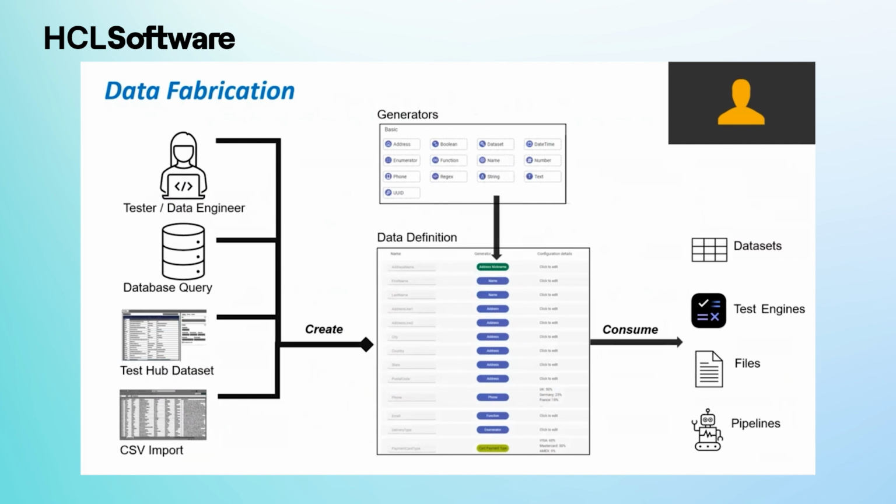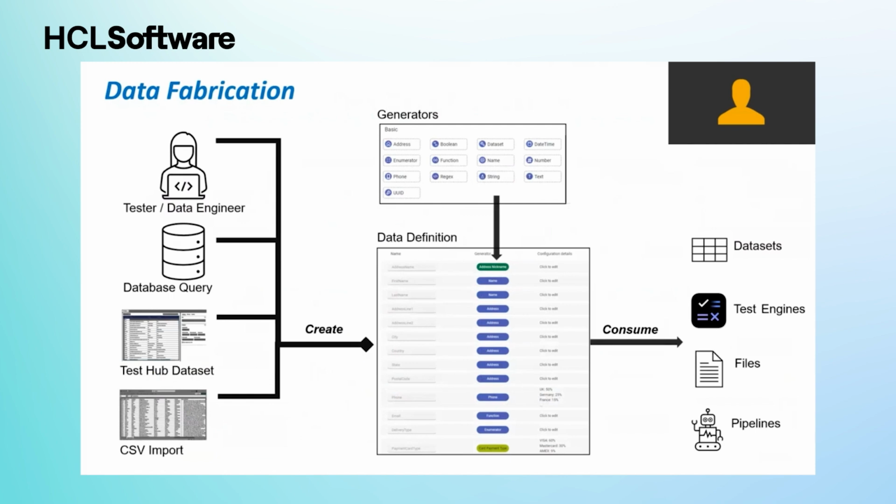In the center of the screen, you'll see this key component here, a data definition. A data definition is essentially something that describes a schema or a structure or a subset of data that is important to you as a tester or otherwise in your environment. These data definitions are populated through various different means. They can be created manually by hand by a tester or a data engineer, and you'll see me do that shortly. They can be imported through database queries, through data sets, which is a concept in our test hub, and also through things like CSV files.